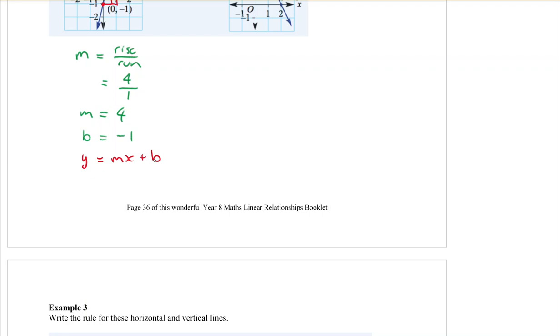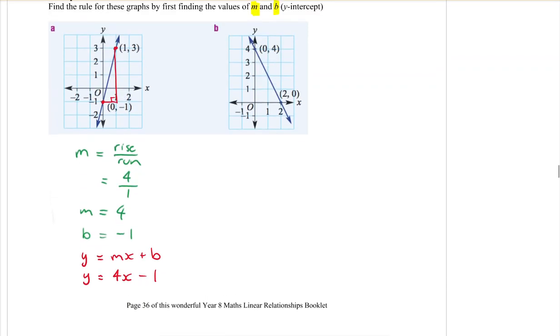We just put the 4 where the m is, so y equals 4x, and b is a -1. Now you don't need to put a plus and a minus. If there's a minus sign there, it takes over and it's just a -1, because a plus minus does just make a minus. All right, that's that one done. Let's try that whole process again with the second one.